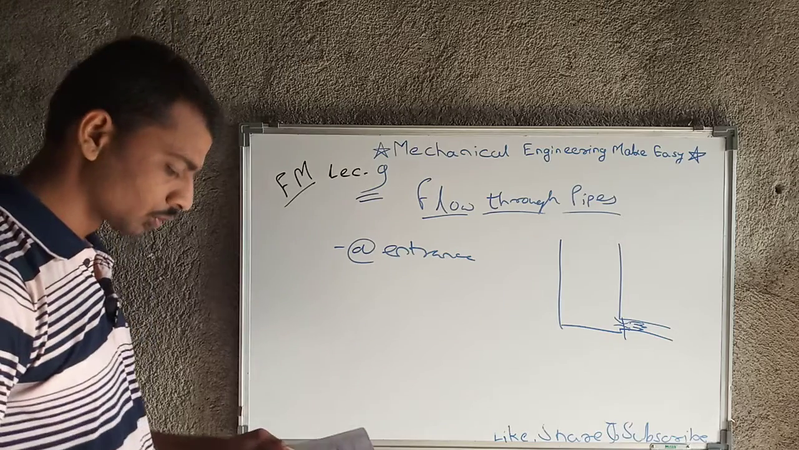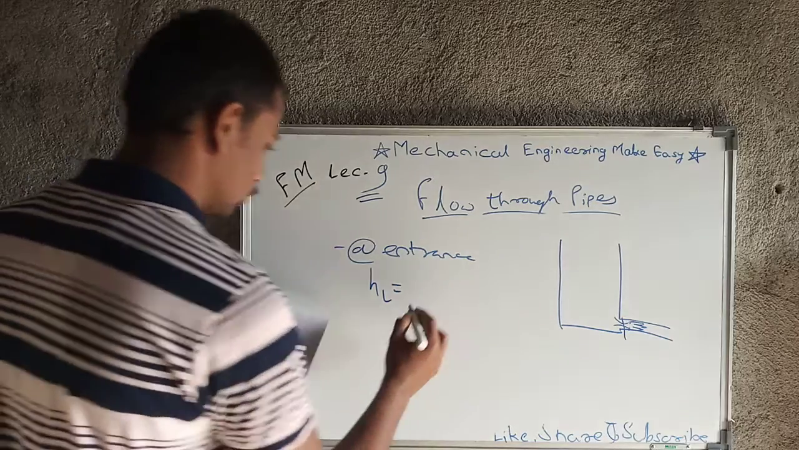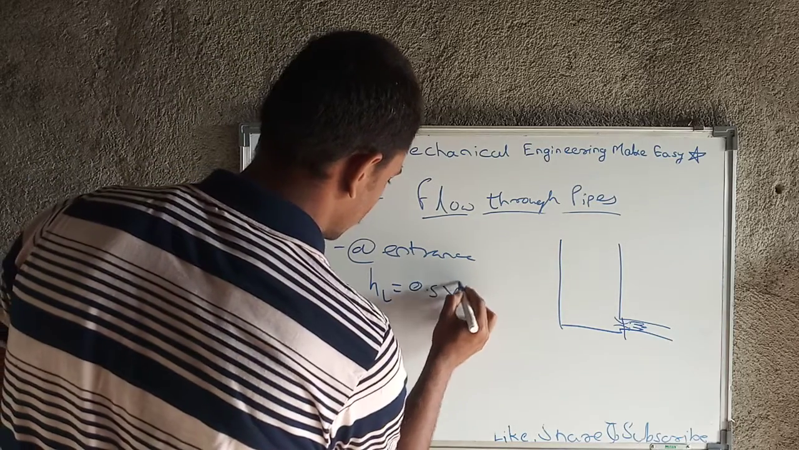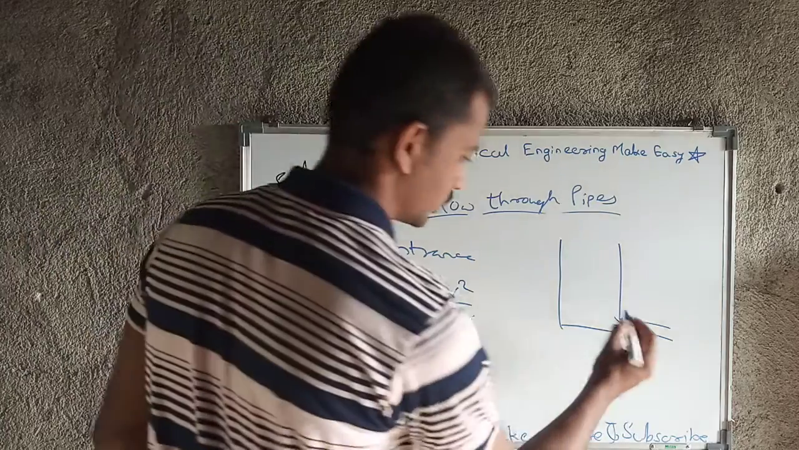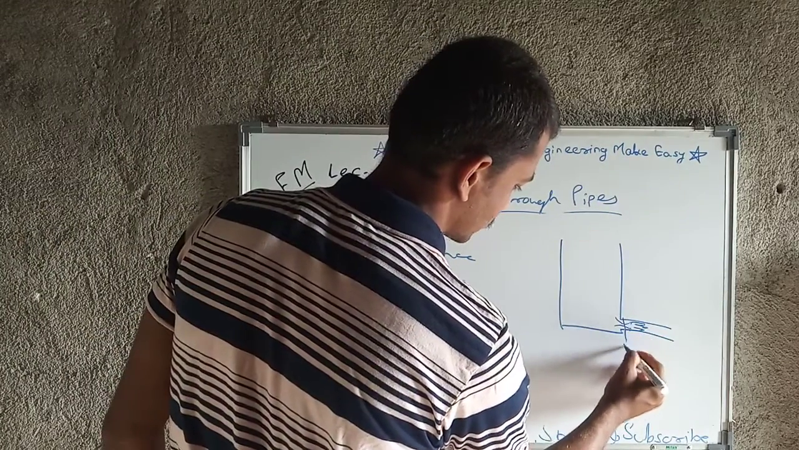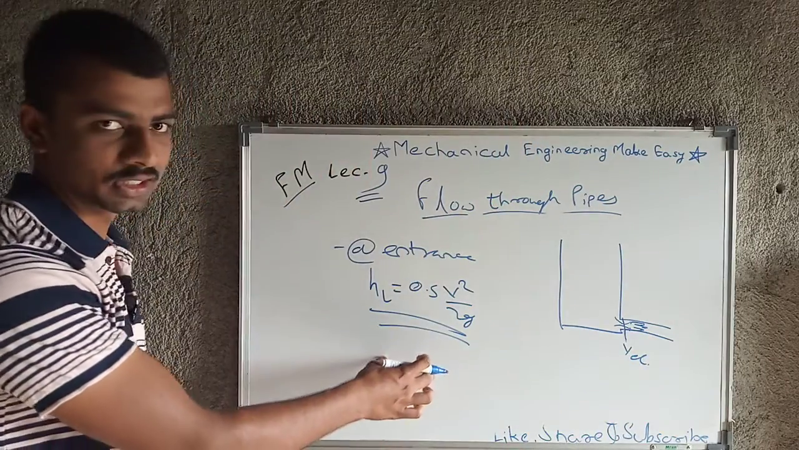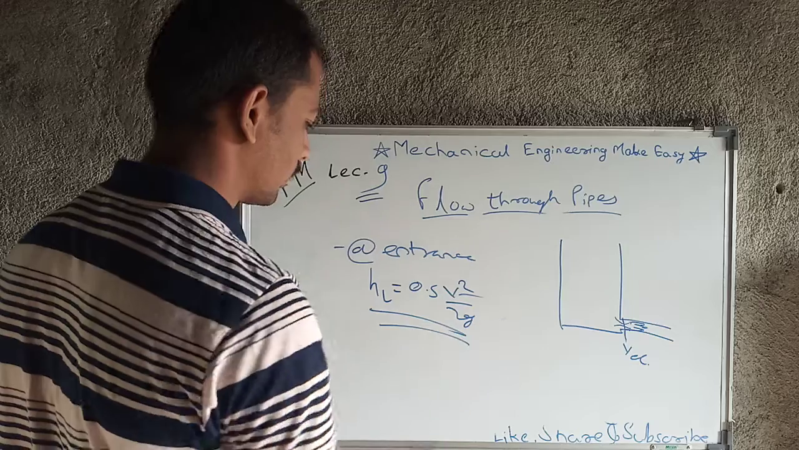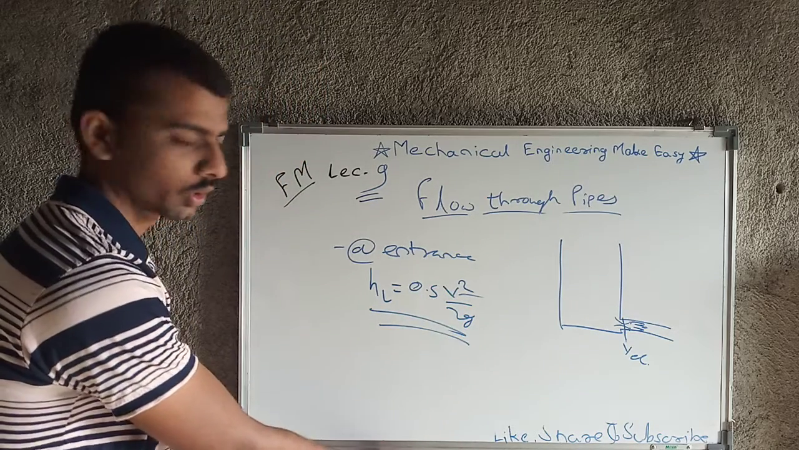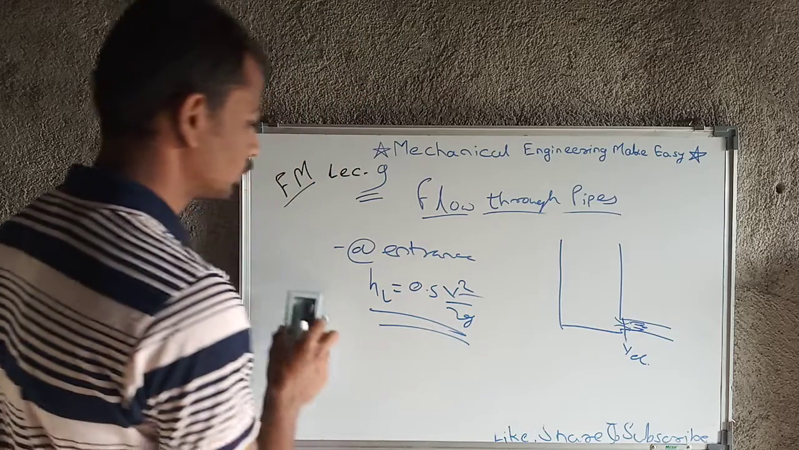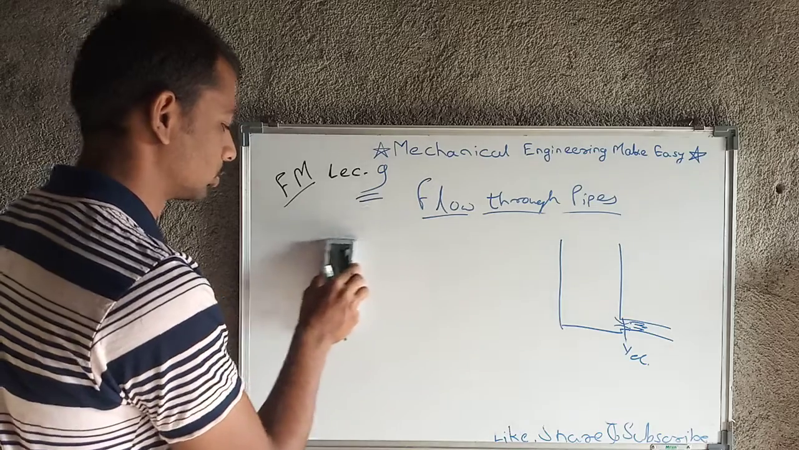So what's the value of that? HL equal to again 0.5 v square upon 2g. Here you have only one velocity, that is the velocity at that section. So there is nothing to worry about the value of velocity. The formula is 0.5 v square upon 2g. Note it down, that is at the entrance the head loss is 0.5 v square upon 2g.